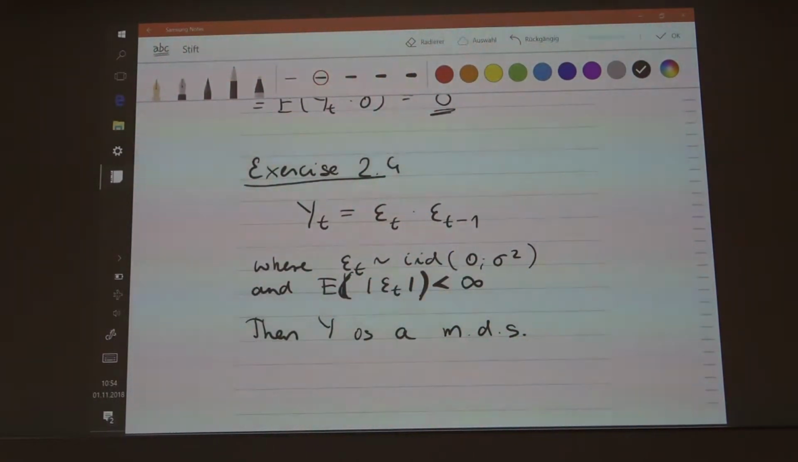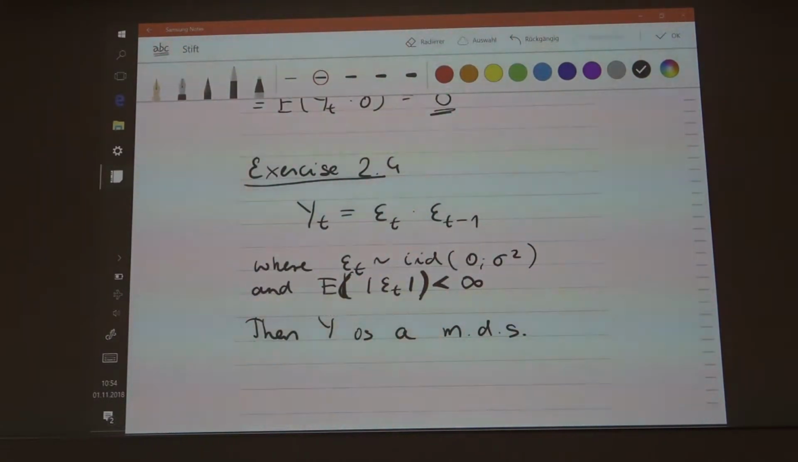What does IID stand for? IID stands for independently and identically distributed. So they all have the same distribution. Maybe normal, which is the easiest one, but it doesn't have to be normal. The distribution is the same, and they all have the same expectation. So this is an independent white noise, and you have the product of epsilon_t times epsilon_{t-1}.